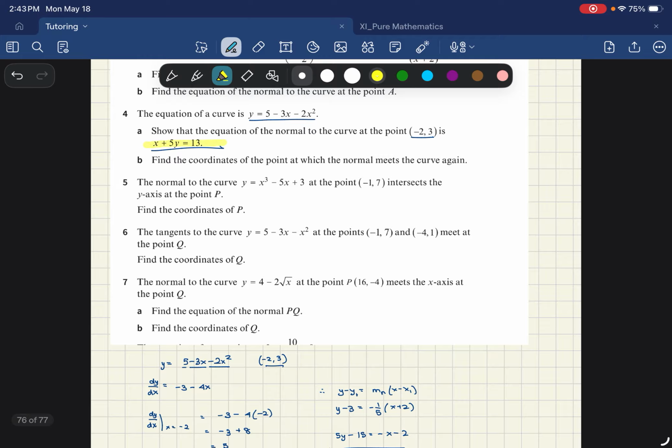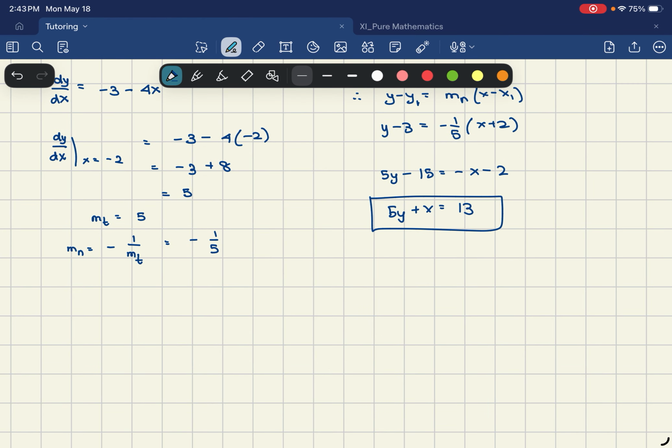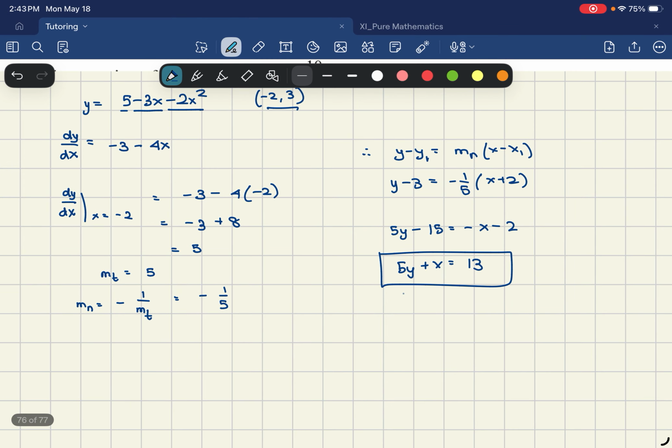So we are done. Find the coordinates of the point at which the normal meets the curve again. So this is the normal line. We want it to meet the curve again. All right. So basically, we are going to be solving a quadratic equation. From this expression, we know that y is 13 minus x over 5, right?